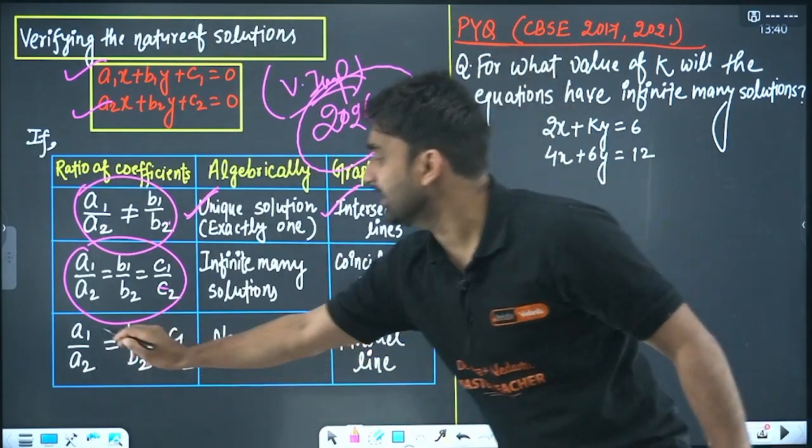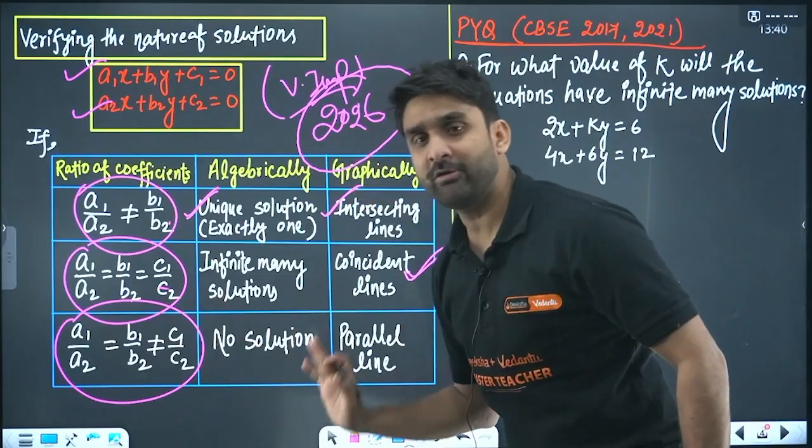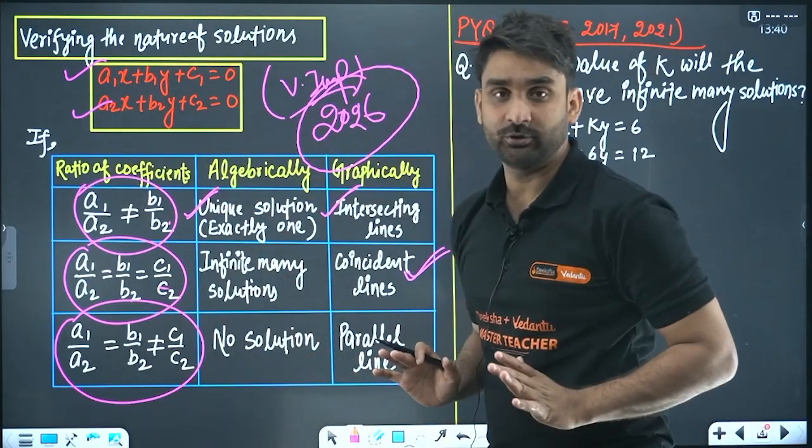And if this condition comes up, a1 by a2 is equal to b1 by b2 but not equal to c1 by c2.